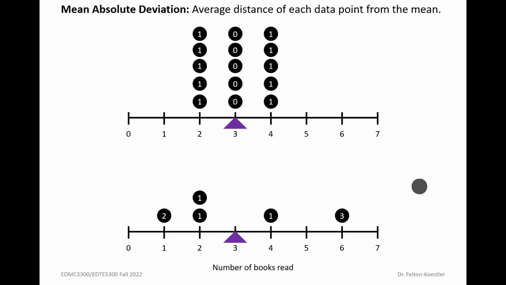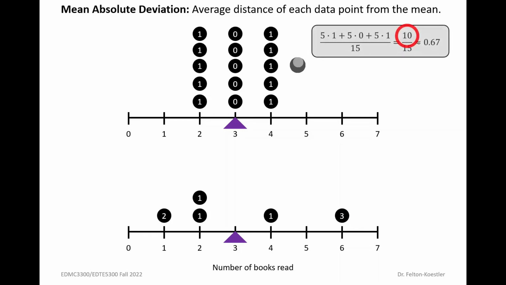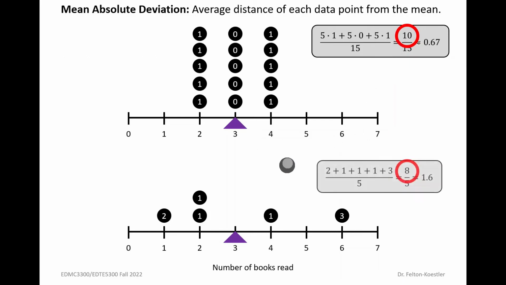So let's look at this. I kept the data on the bottom the same, but on the top, I have another book club where a ton of animals read 3 books, a bunch read 2, and a bunch read 4 books. Here, my total distance would be 5 times 1, 1, 2, 3, 4, 5, plus 0, and then another 5 on this side. I'd have a total distance of 10 away from the middle. And here I'd still have my same distance of 8.